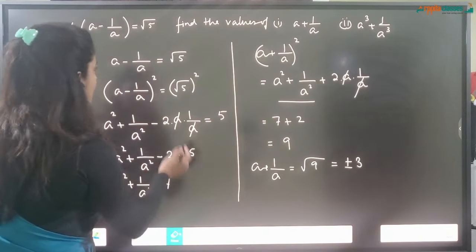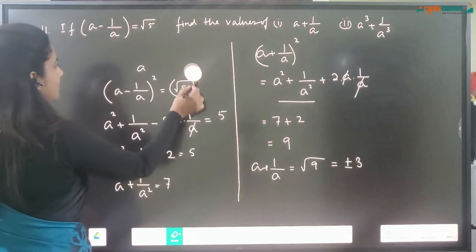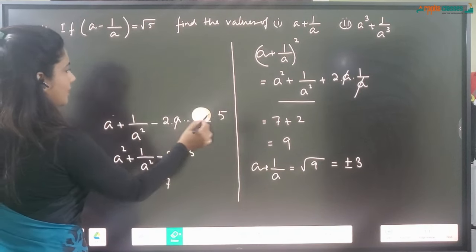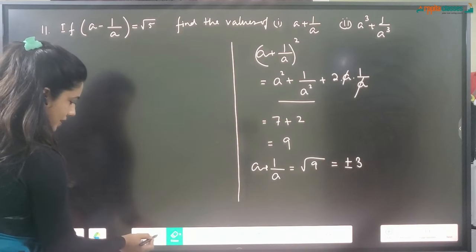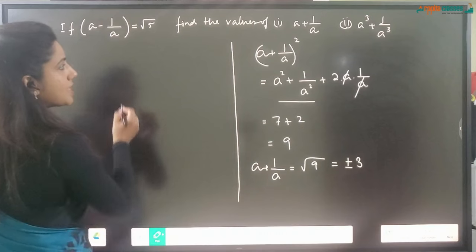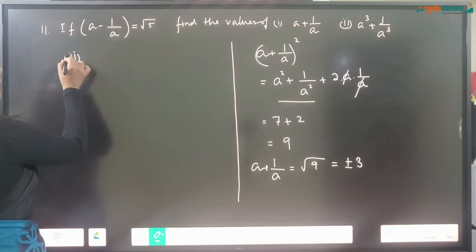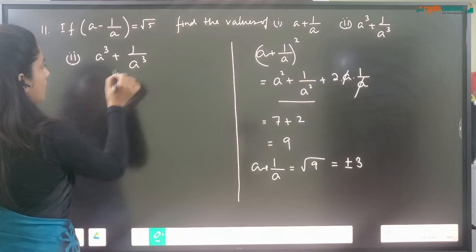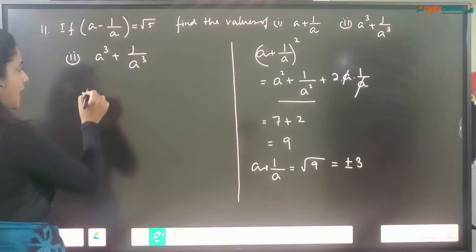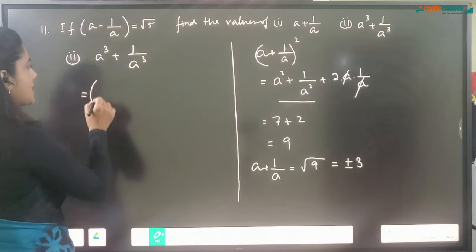Okay. Now let us do the second part. You can try the second part on your own. Okay. So the second part is we have to find out a cube plus 1 upon a cube. So the formula for that is again the formula which I put in the last question.